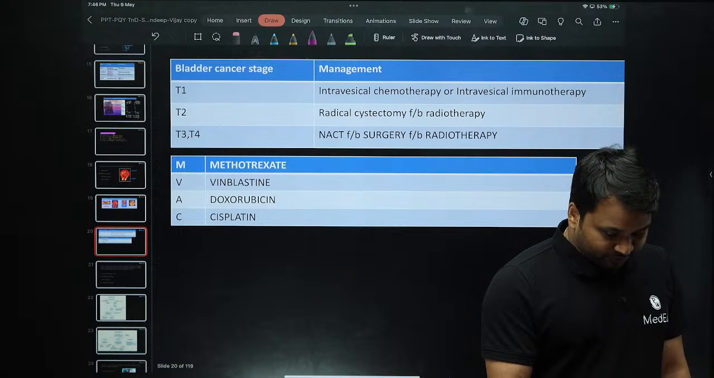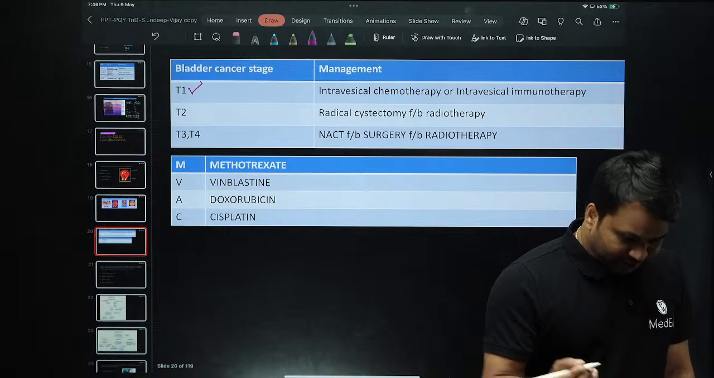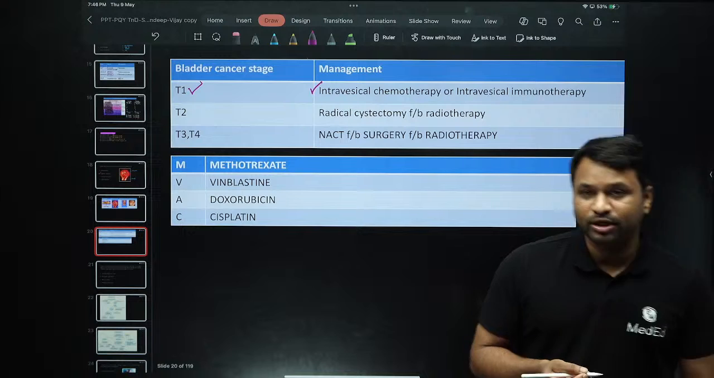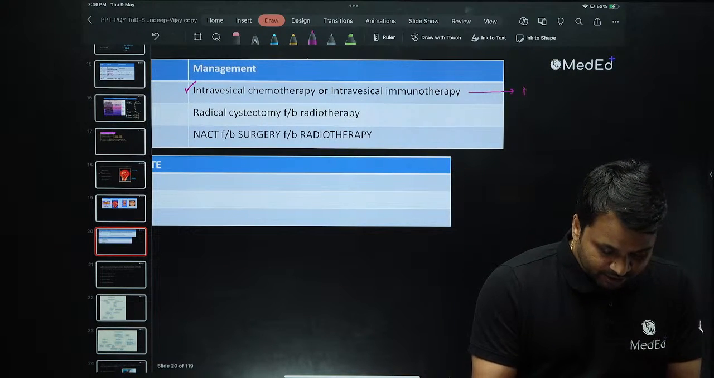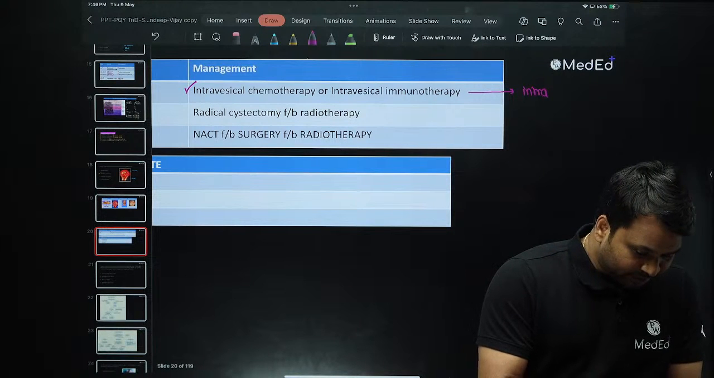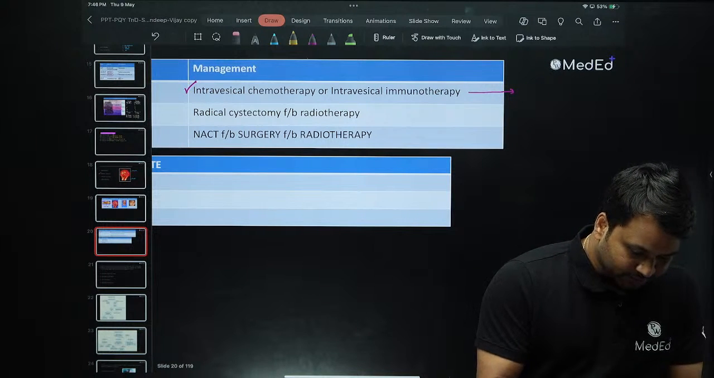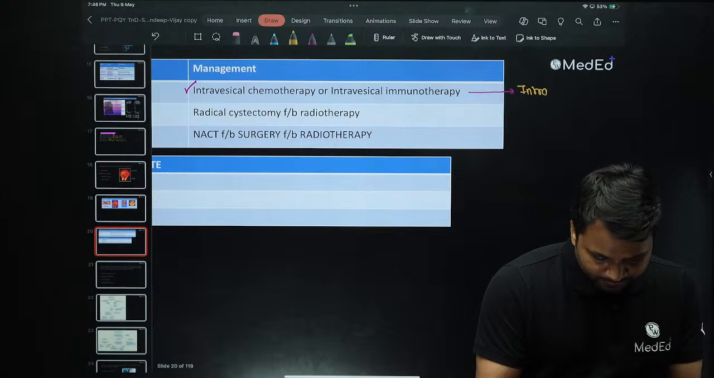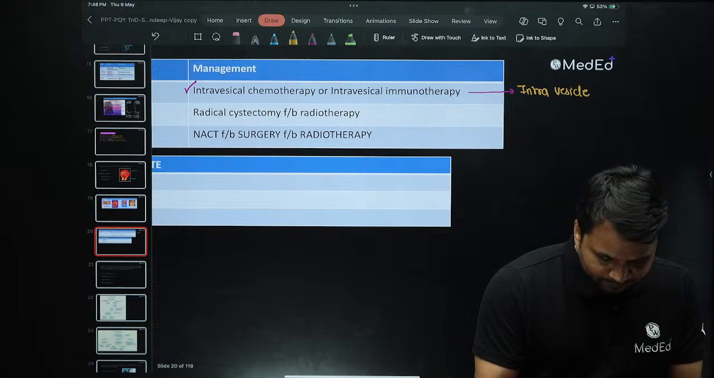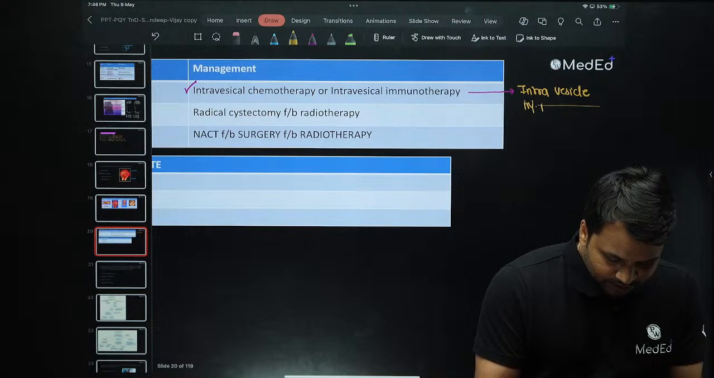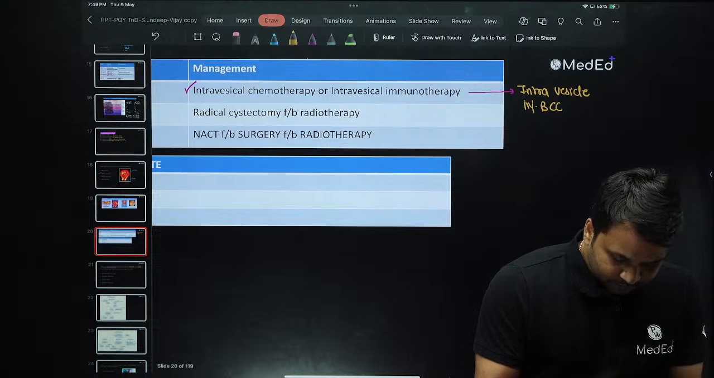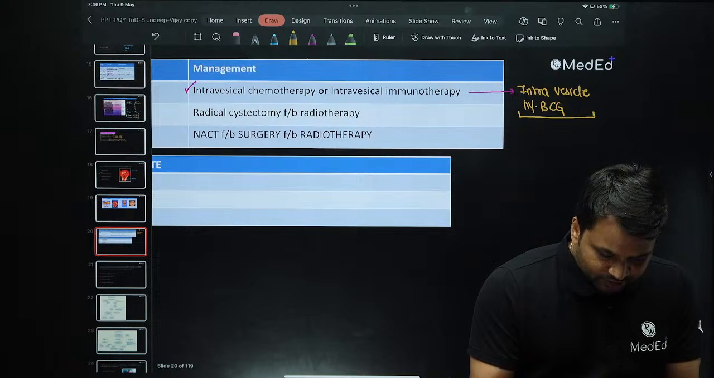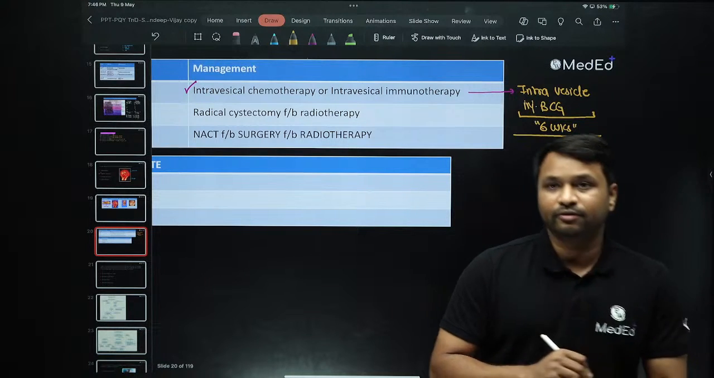Remember, stage T1 for bladder cancer will go for intravesical chemotherapy or immunotherapy. We all know for immunotherapy, we will be giving intravesical BCG. We'll give intravesical injections of BCG. Now, this is usually given for 6 weeks. So, it's basically 1 injection per week. We'll give it for 6 weeks.